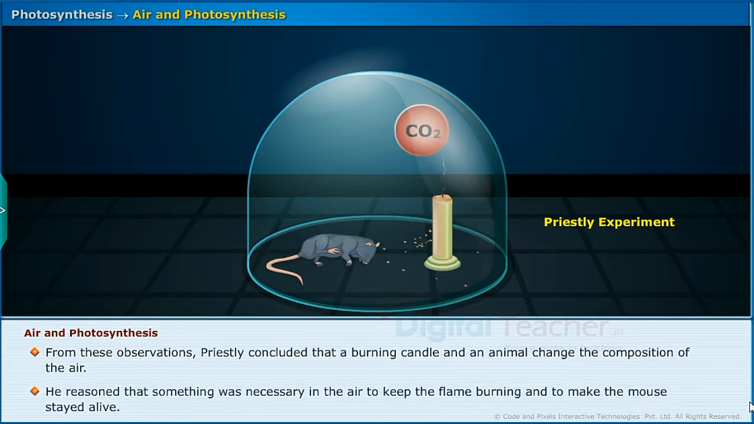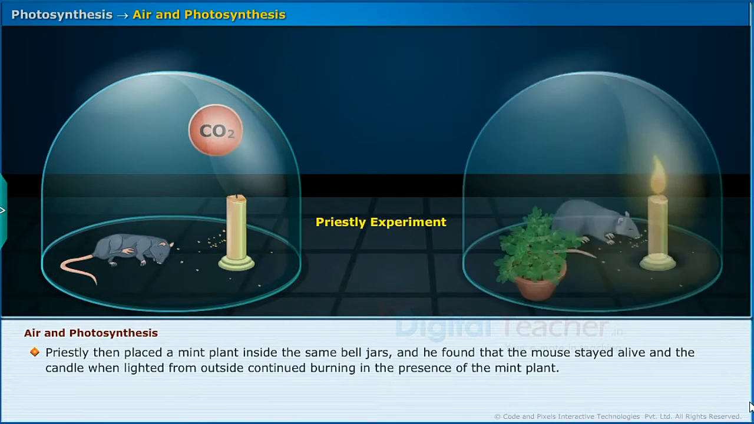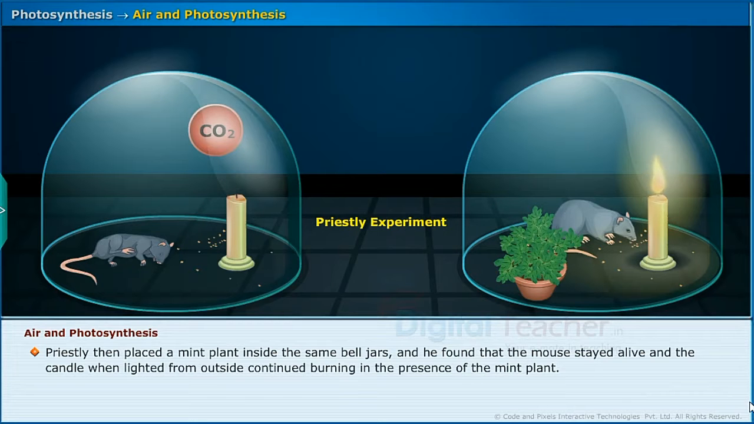He reasoned that something was necessary in the air to keep the flame burning and to make the mouse stay alive. Priestley then placed a mint plant inside the same bell jars, and he found that the mouse stayed alive and the candle, when lighted from outside, continued burning in the presence of the mint plant.